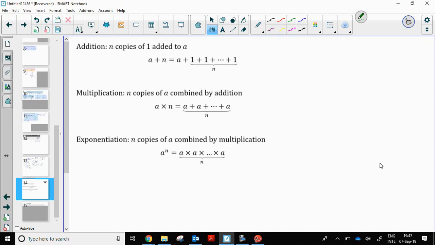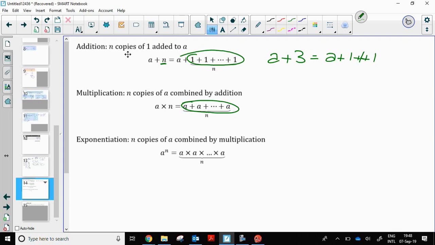So we begin with addition. If we want to add a plus n, one way to think of that is we're going to add a whole bunch of 1s together. How many 1s? N 1s. Make sure this makes sense to you. If you wanted to add a plus 3, that's the same thing as a plus 1 plus 1 plus 1. There we go. And there are 3 1s there. If I want to do multiplication, a times n, we can think of that as repeated addition. We're going to add a bunch of a's together. How many a's? N a's.